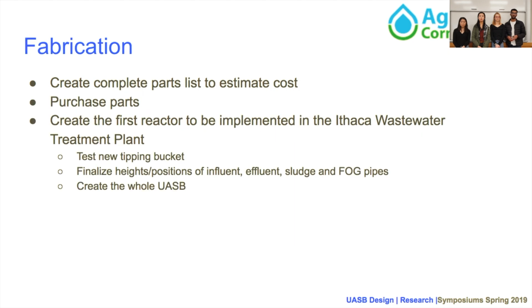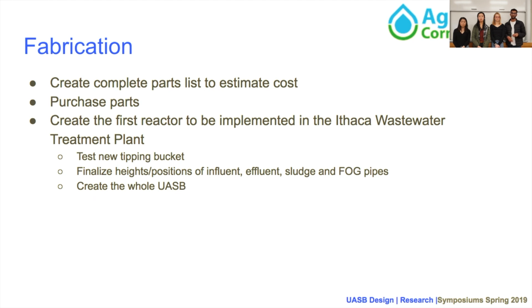The next step would be fabricating the first reactor. The first step of this is completing a parts list, as we want to estimate the cost of one of these reactors. Costs are going to be a big part of Agua Clara moving forward in wastewater treatment, and it'll also help us understand how much it will take to build one of these reactors. After finding out the parts list, we want to purchase each part and create the first reactor to be implemented in the wastewater treatment plant.